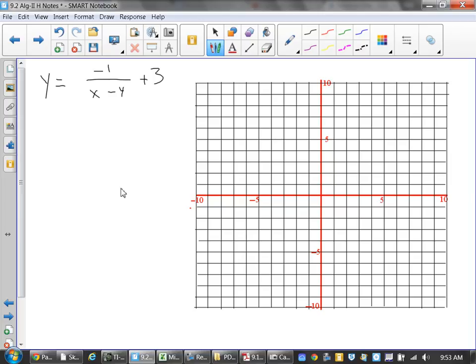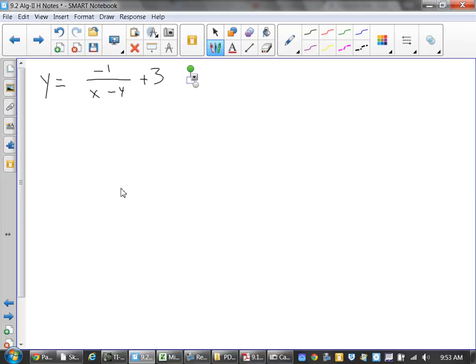Let's try this one, and I don't want to use the graph again. I'm not going to use graph paper yet. So I have y equals -1 over x minus 4, all plus 3. There's a Y. Oh yeah, my handwriting is awesome. There, you happy? But I had to erase already.